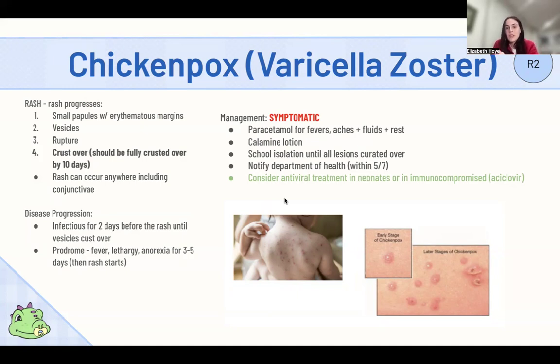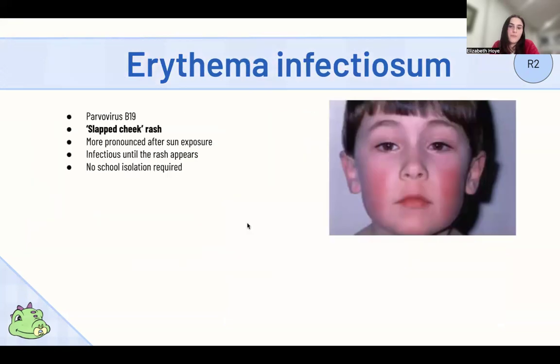You can give calamine lotion if there's any itching, but you can also think about giving aciclovir, especially if the patient's a neonate or they're immunocompromised.